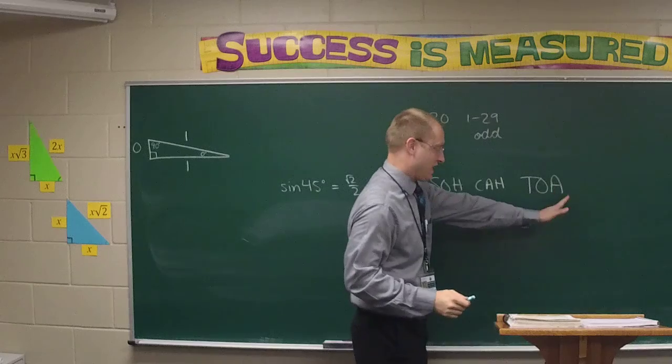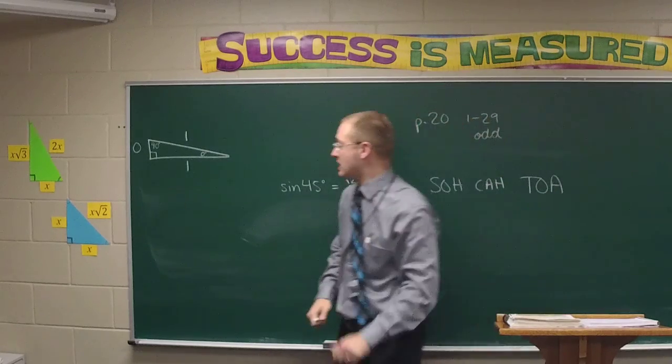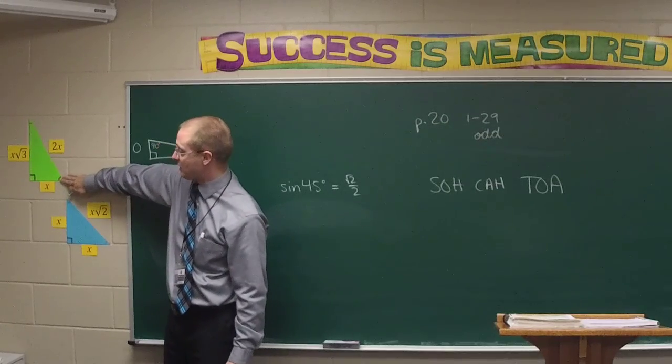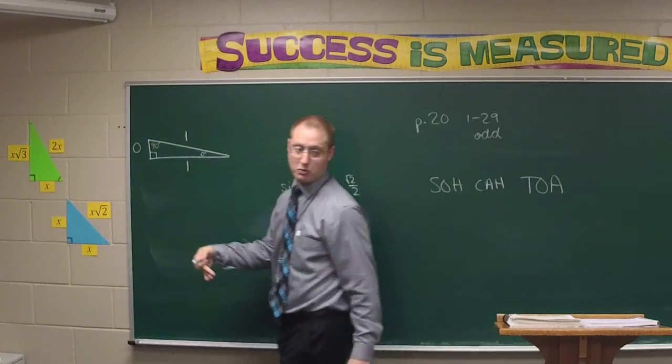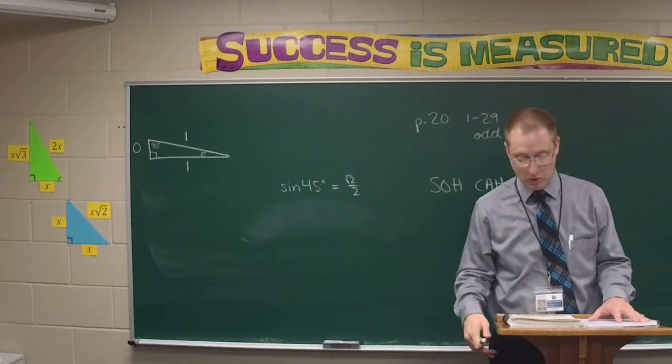TOA, opposite over adjacent. So we're going to flip it for the cotangent, make it adjacent over opposite. So for 60, adjacent over opposite: 1 over the opposite, which is square root of 3. So 1 over square root of 3, which rationalizes to square root of 3 over 3.